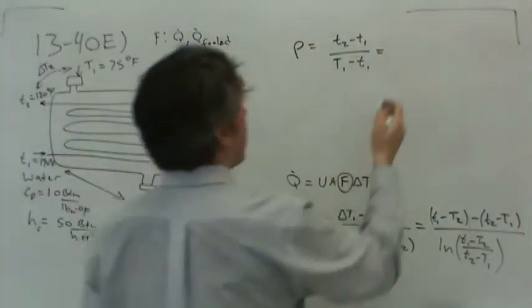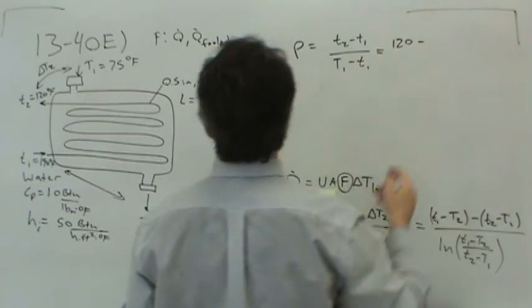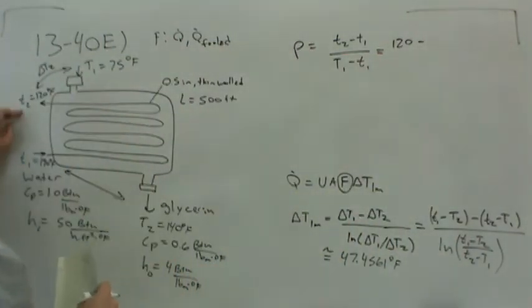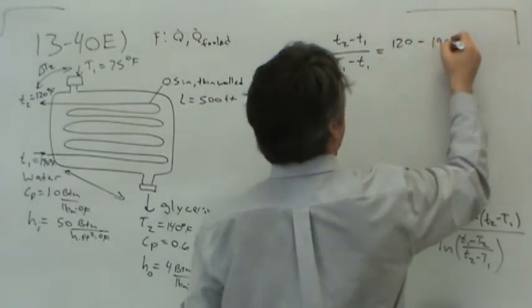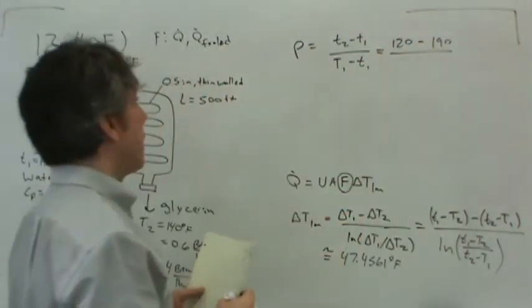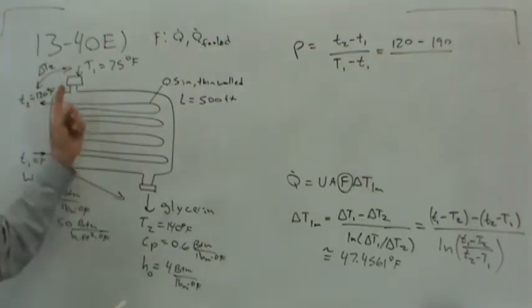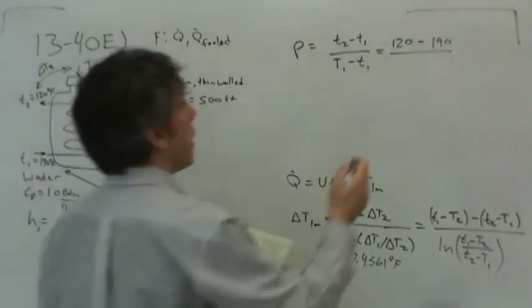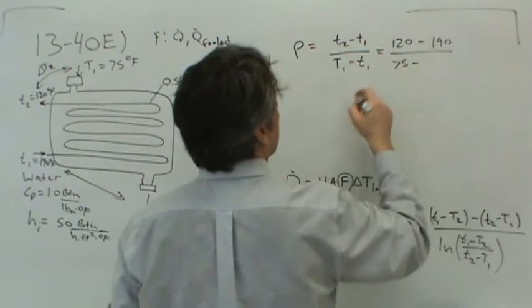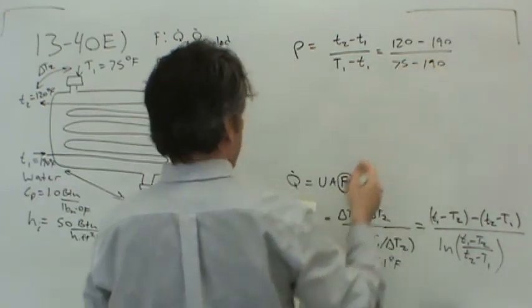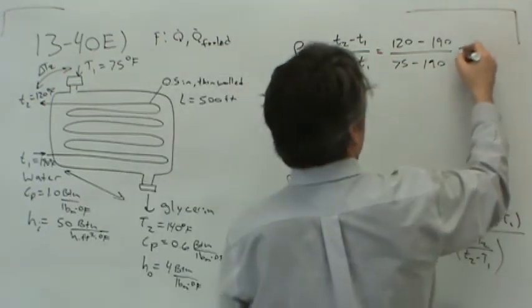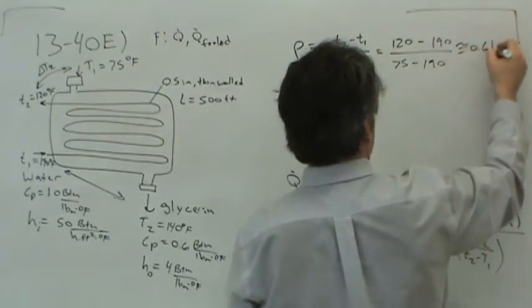T2 is 120. That's the temperature of the heating stream out. T1 is the temperature of the heating stream in. We have to divide that by capital T1, which is 75, less lowercase t1, which is 190. Now P comes out to about 0.61.